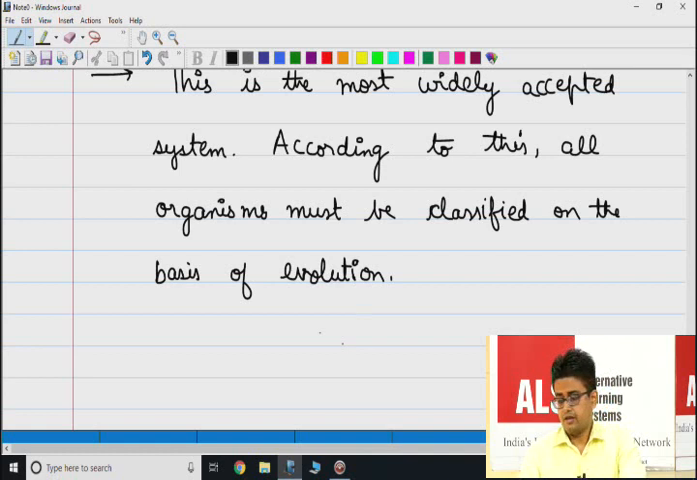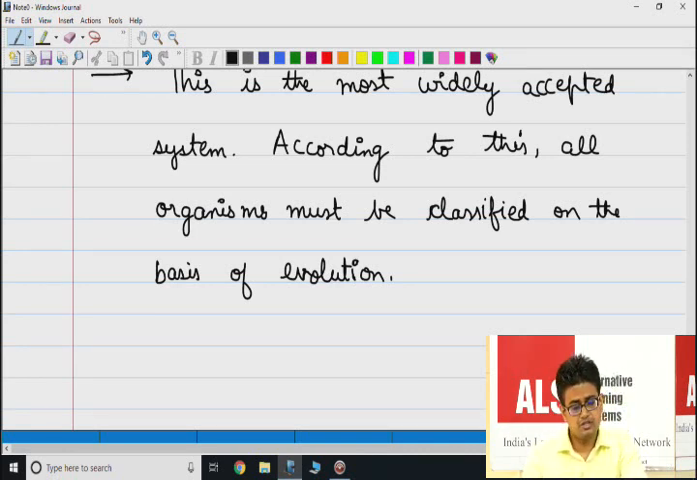All right. So this is the most modern system of classification. The present system of classification is basically the phylogenetic system. There are many phylogeneticists like Takhtajan and Hutchinson. Many people advocated this system of classification, and this is the most modern system of classification.